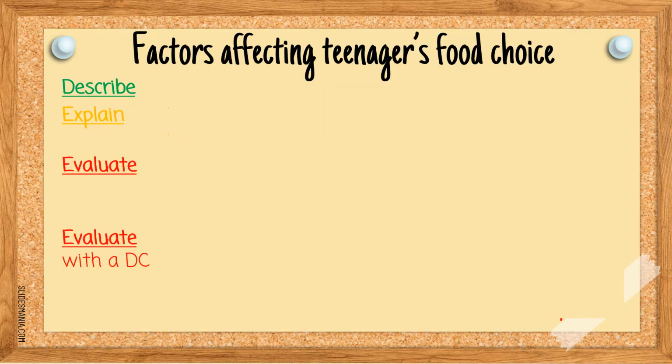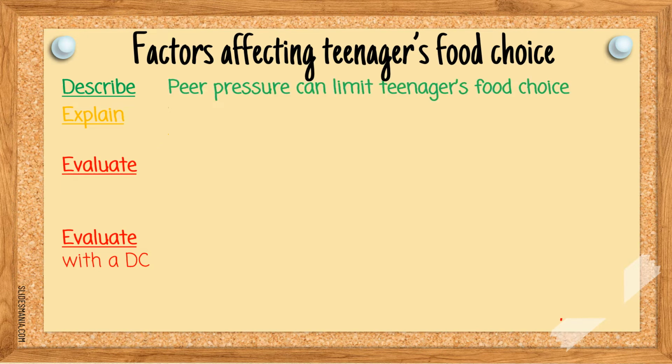If the question was asking you about factors which affect teenagers' choice of food, and the command word that you were given was to describe, meaning that your question would be describe factors affecting a teenager's choice of food, an example of an answer that you could give is that peer pressure can limit teenagers' choice of food. Remember, you want to make sure that you're being specific to the person, product, or place in the question. So for this question, we're being specific to teenagers.